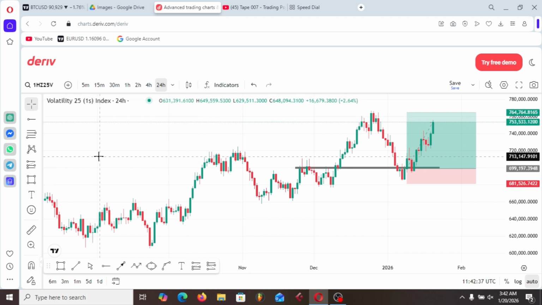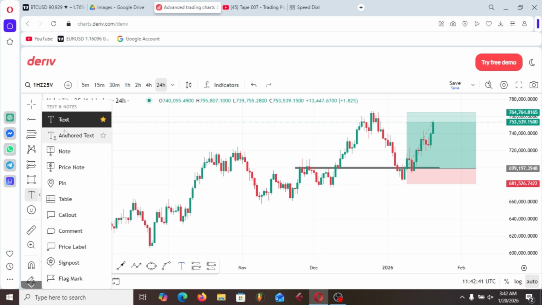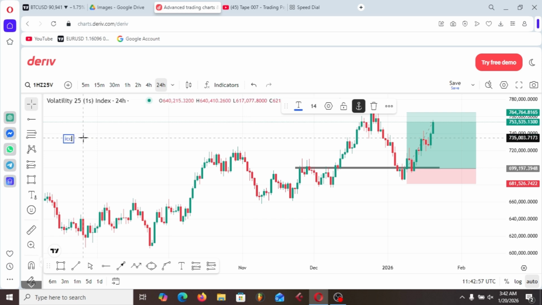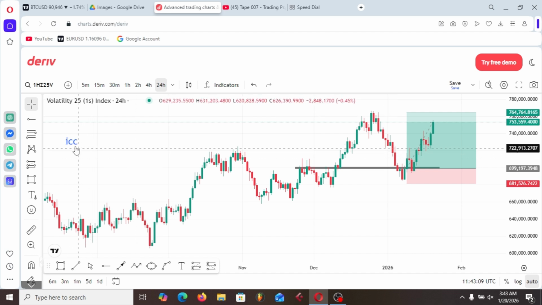Remember, what we're talking about here is ICC. This is the name of the strategy. In order for you to trade with this strategy, you need to be able to find your I, first C and second C.